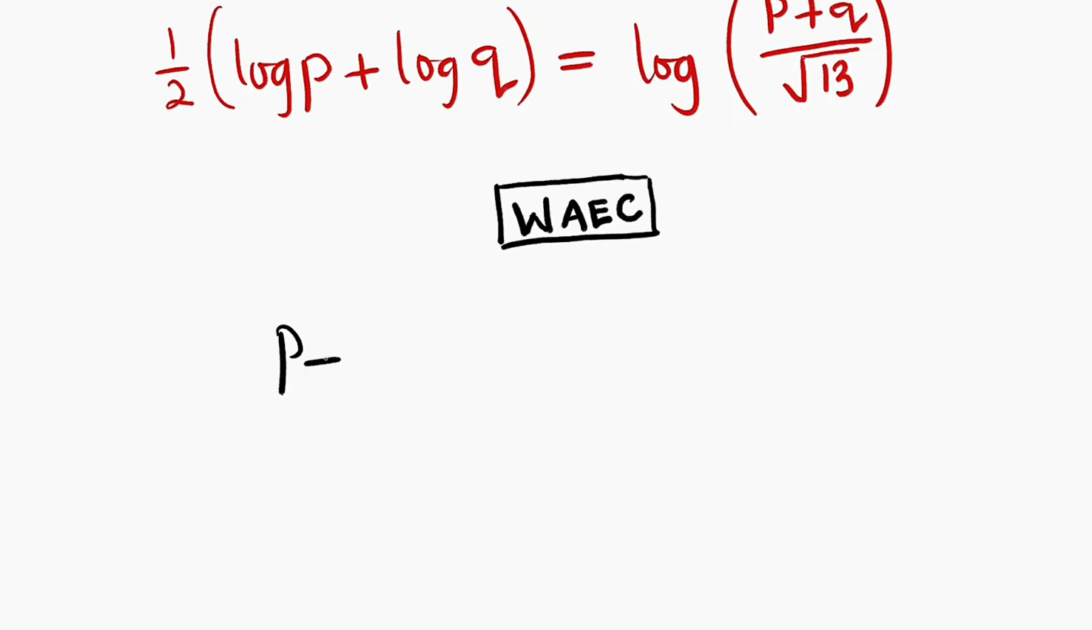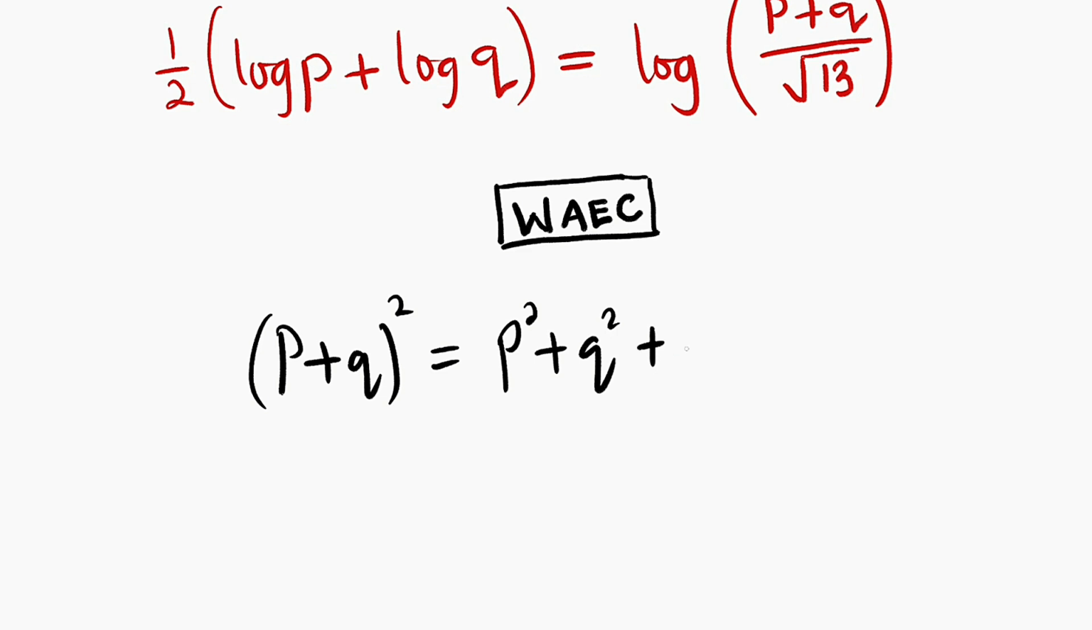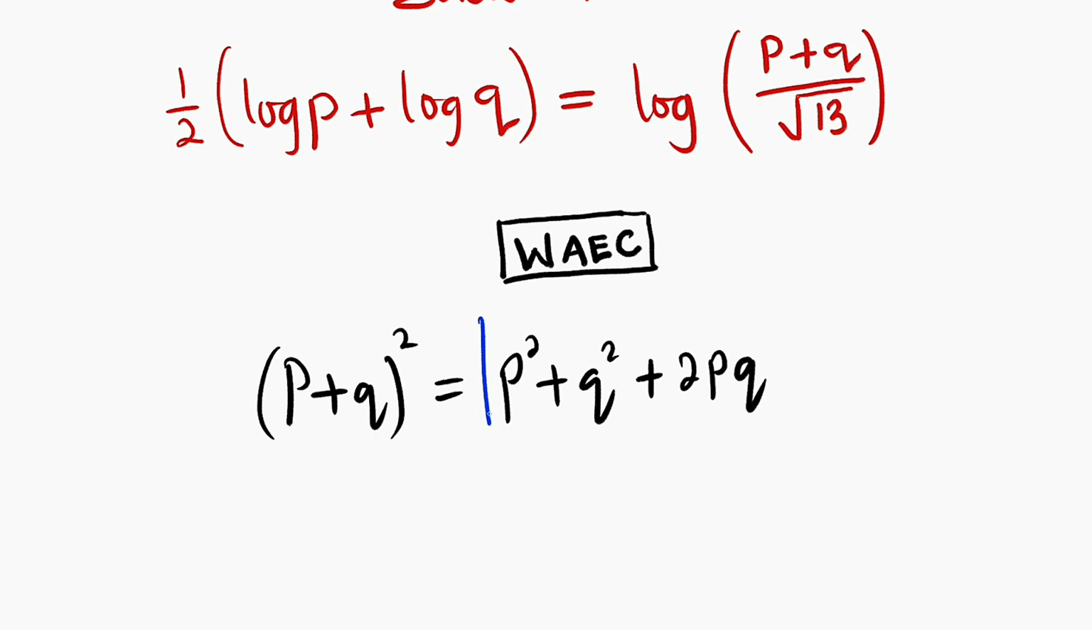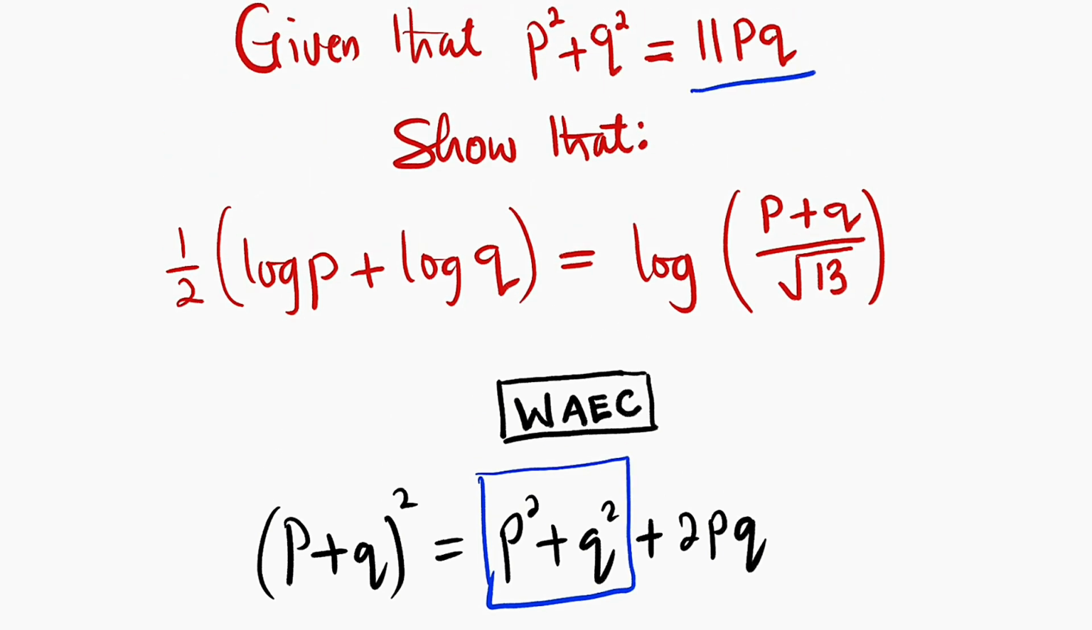So p plus q all squared will be equal to p squared plus q squared plus 2 multiplied by p multiplied by q. This is exactly the expansion of p plus q squared. So you can see that we have exactly this in our first equation as 11pq. So we can substitute that by 11pq.